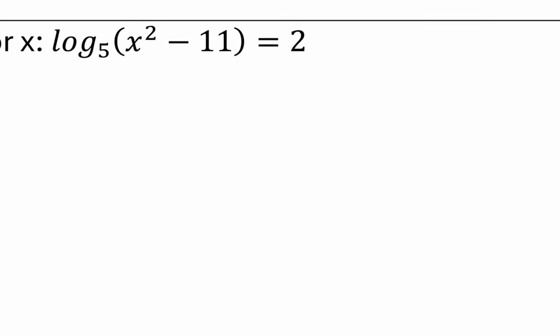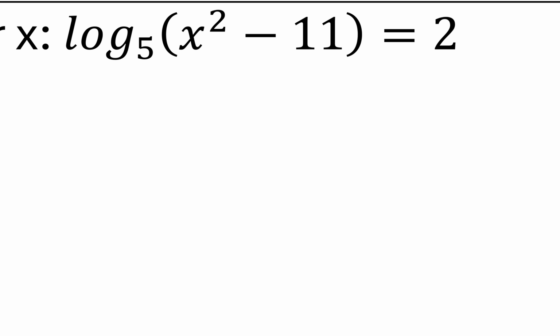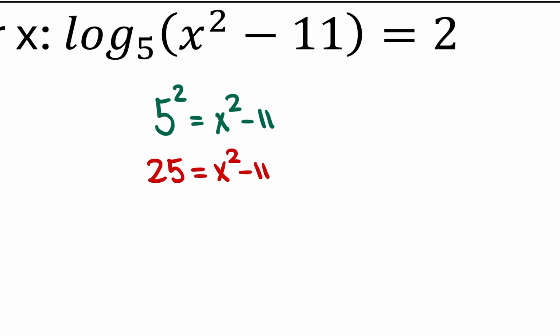Moving on to the next question, I have log base 5 of (x squared minus 11) equals 2. My first step is to convert this to the exponential form. So I have 5 to the second power is equal to x squared minus 11. From there, I will then simplify this further. 5 squared leaves me with 25 is equal to x squared minus 11.